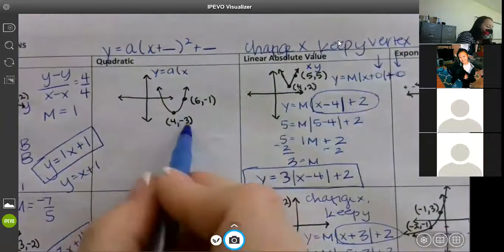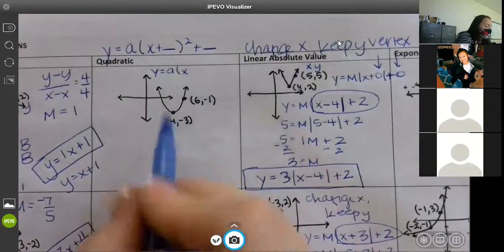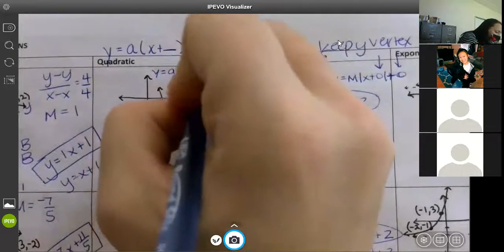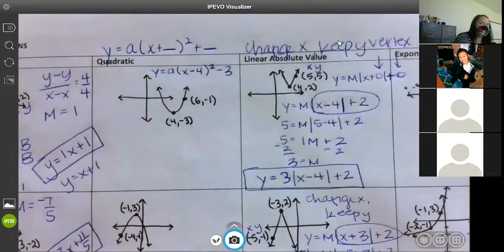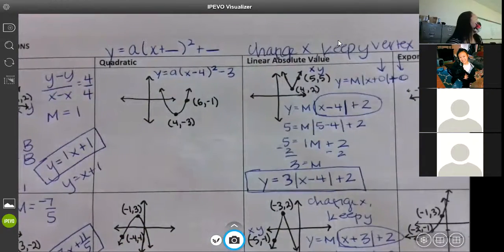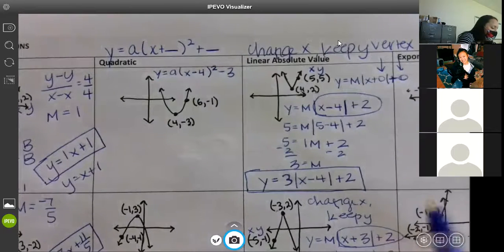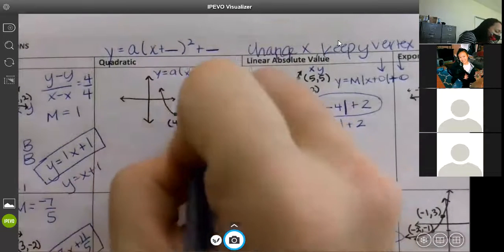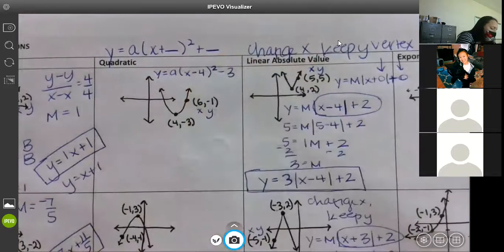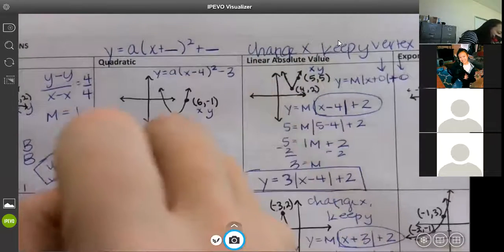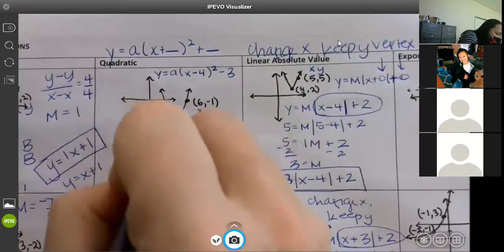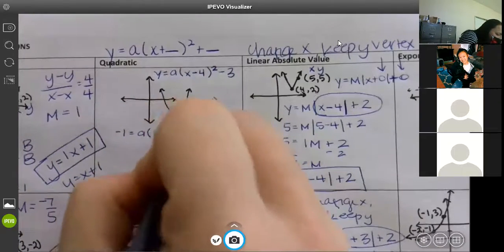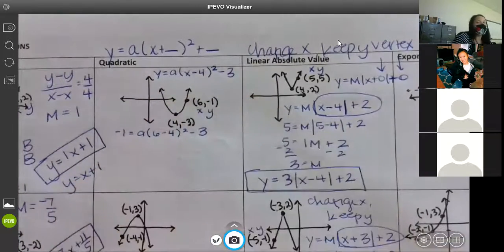So our vertex is at 4, -3. Same thing, change your x. So inside it's going to be x minus 4 squared. Keep y, so -3. Okay, same exact thing we just did. Our x and our y are the 6 and -1. So our y is -1. We're looking for a. Our x is 6 minus 4 squared minus 3.